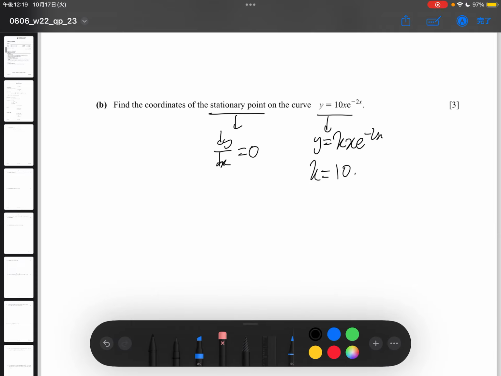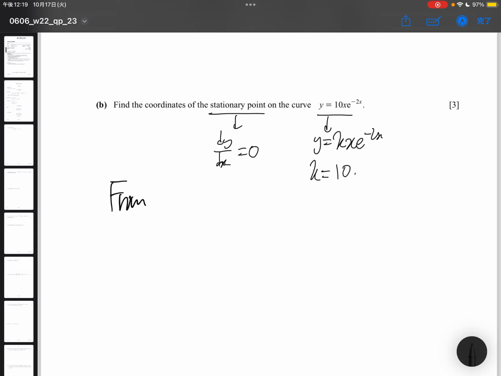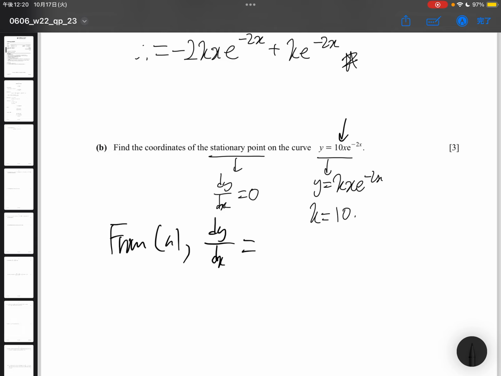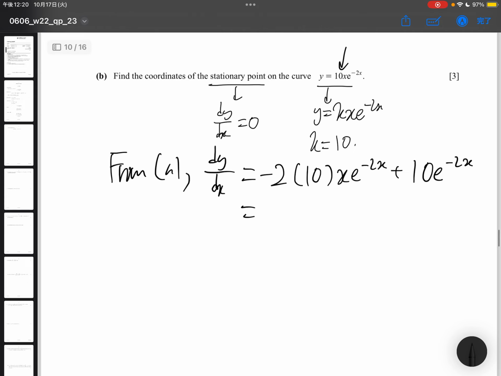So what I can do is bring my answer from part A to find dy/dx for this function over here. And I know that dy/dx from the earlier part is negative 2 times 10x e to the power of negative 2x plus 10 e to the power of negative 2x. So this is what it will look like: negative 20x e to the power of negative 2x plus 10 e to the power of negative 2x.